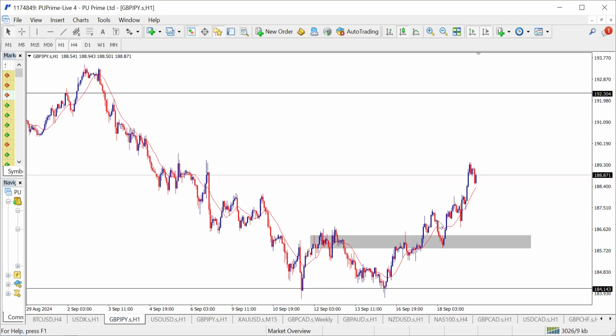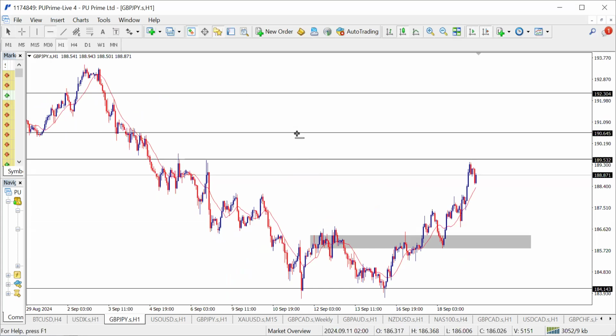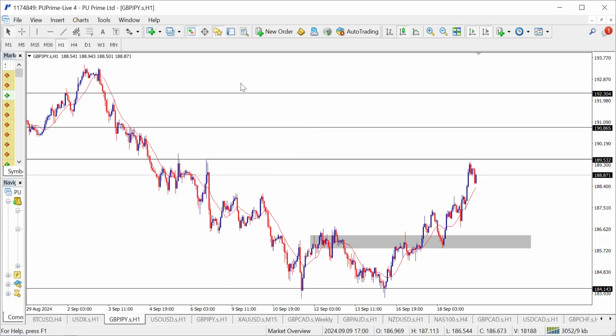So what are we expecting at this level? We are expecting bullishness. Maybe we are going to have a buy stop order. So let's use a buy stop order for GBPJPY. TP1 will be here. The TP2 will be there. Then stop loss.